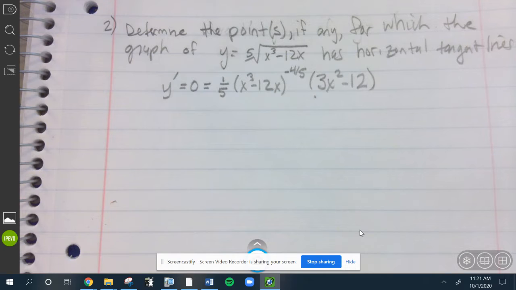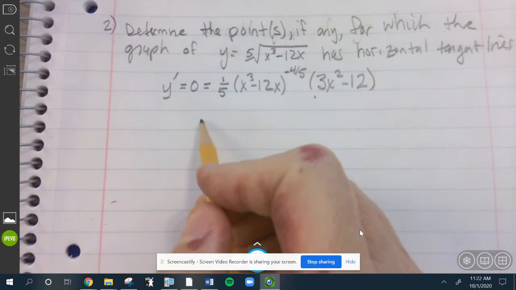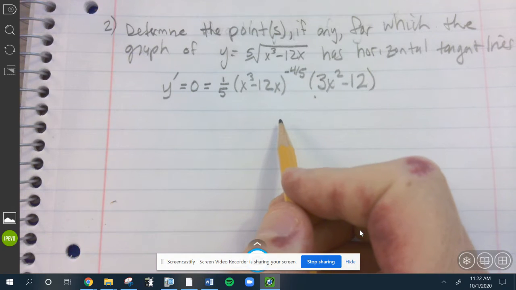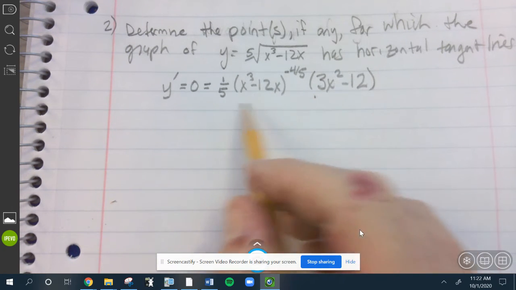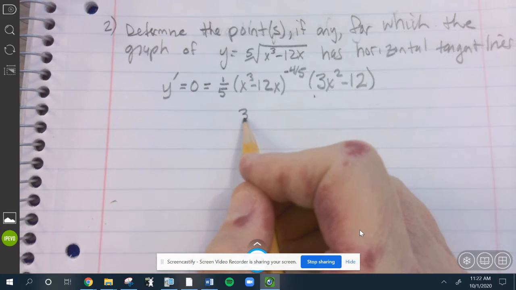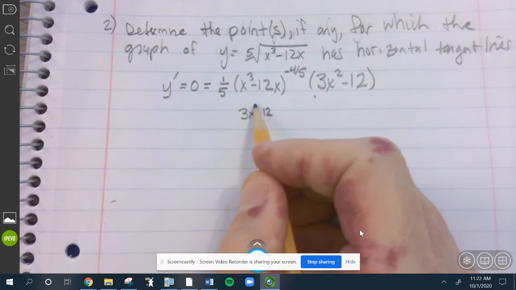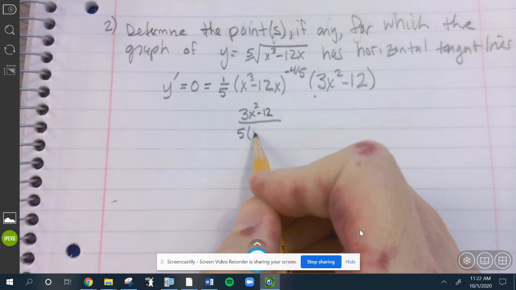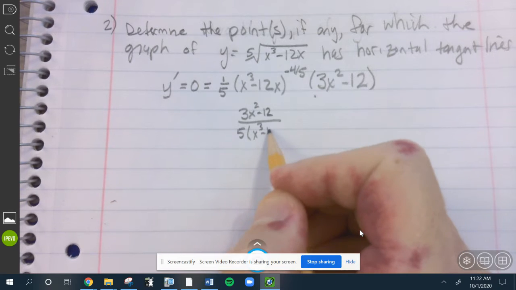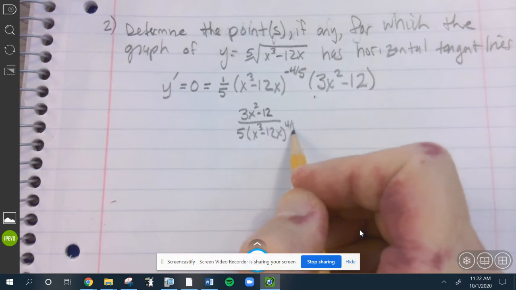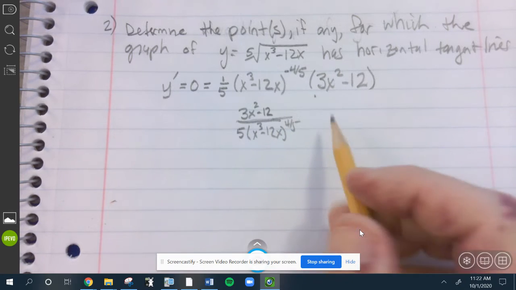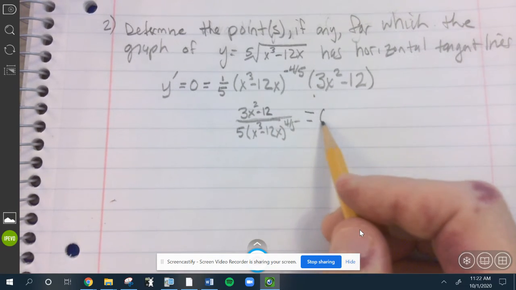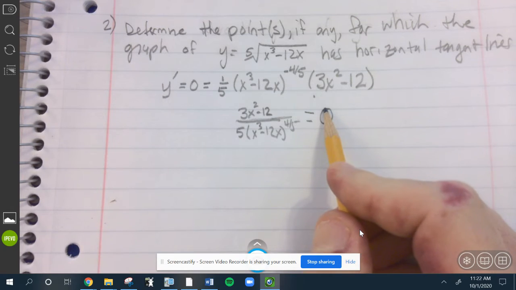Now, unlike the tangent line problem, I am going to simplify this because I'm not plugging in anything for x. I'm trying to solve for x. So it's a pretty simple simplification. I have 3x squared minus 12 up top, and the 5 times x cubed minus 12x to the 4/5 on the bottom. So that looks complicated, but it's not because we're trying to figure out what this equals zero. The complicated part is on the bottom.